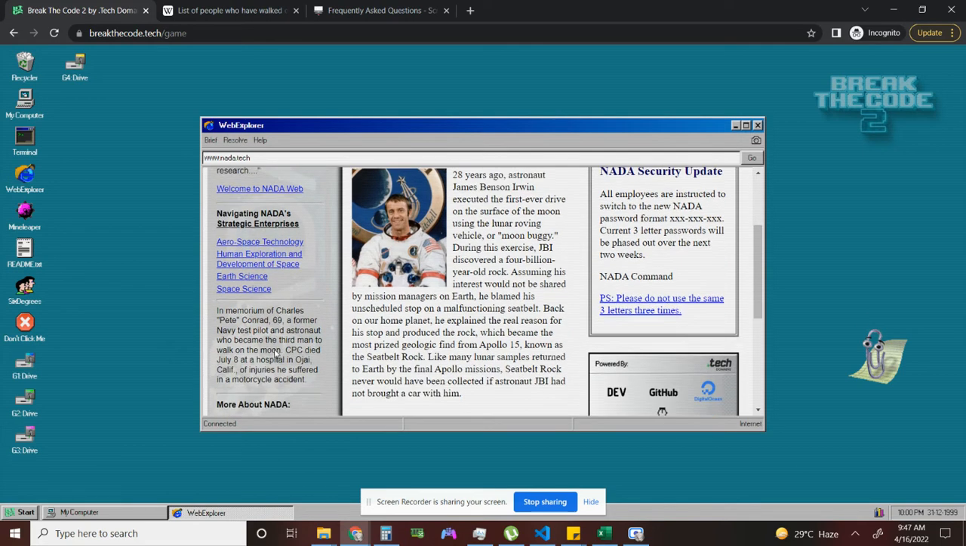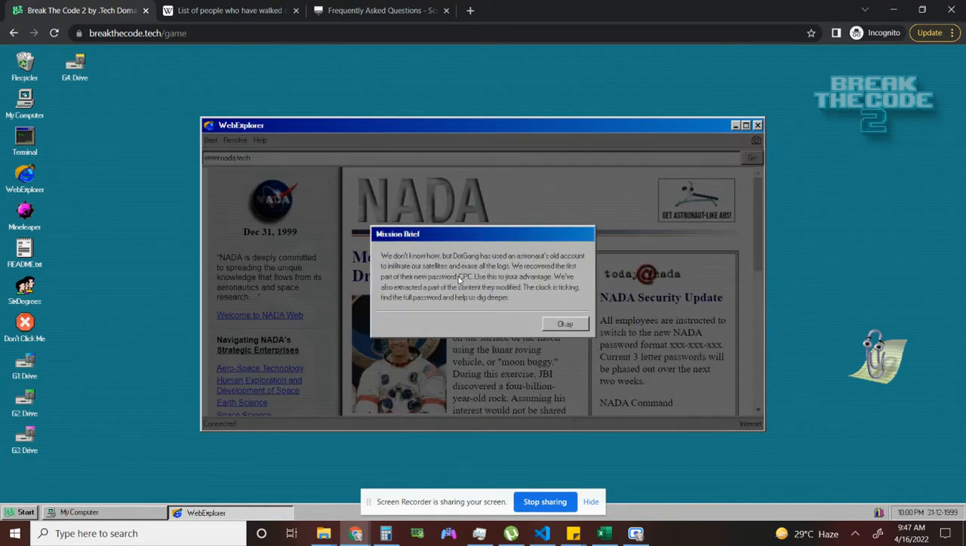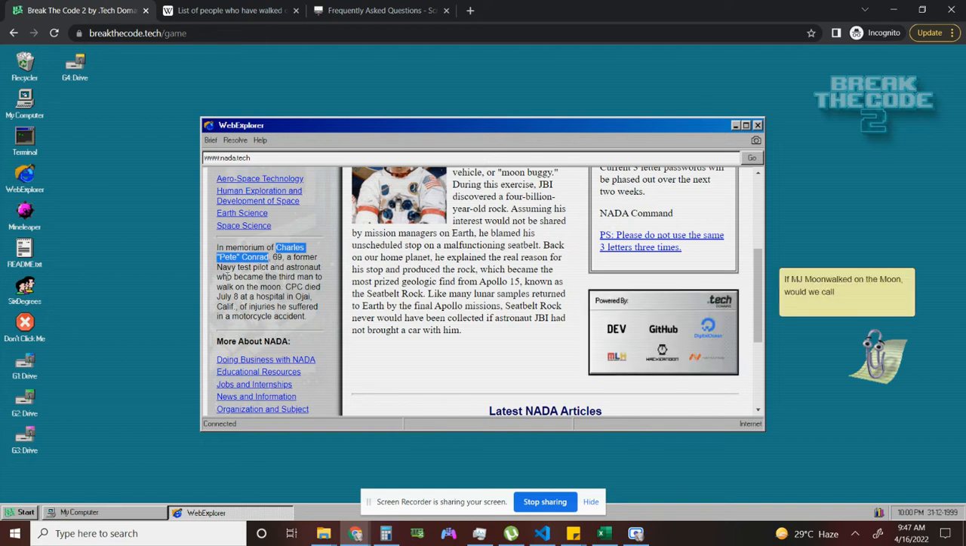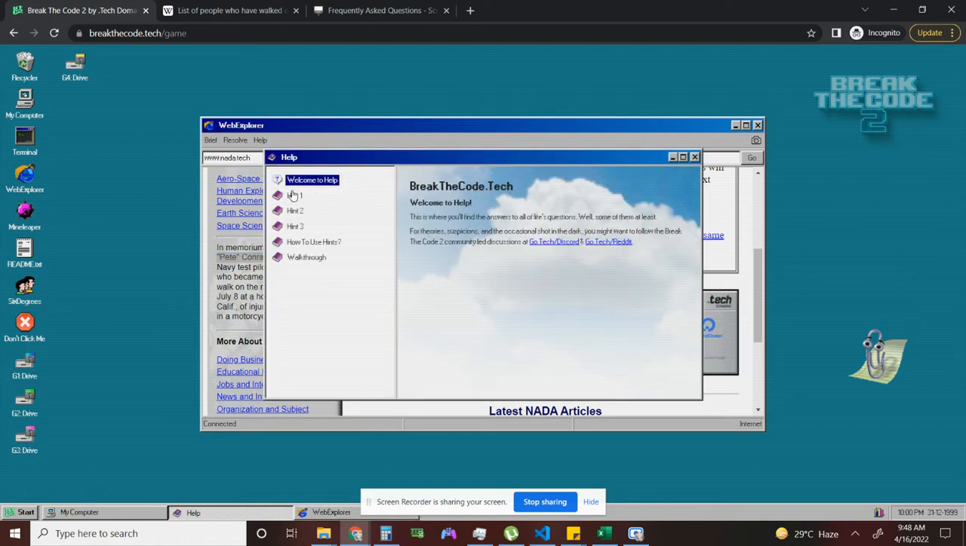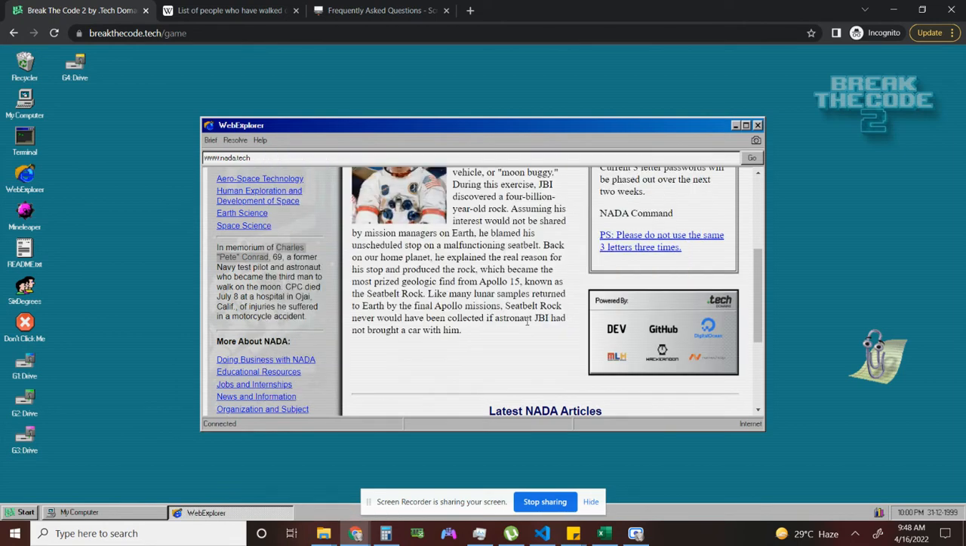So, using those hints, we needed to determine what the user's password was, the one that was hacked. If you go to the brief, you know that the first 3 letters are CPC. And if you have a look at the memoriam, the CPC stands for Charles Pete Conrad. So that gives us a hint that maybe we need to look at the people who have died. Find the 2 other astronauts who have also died.